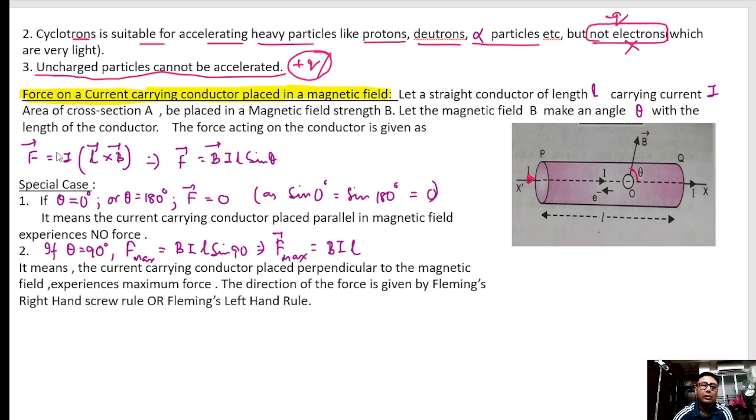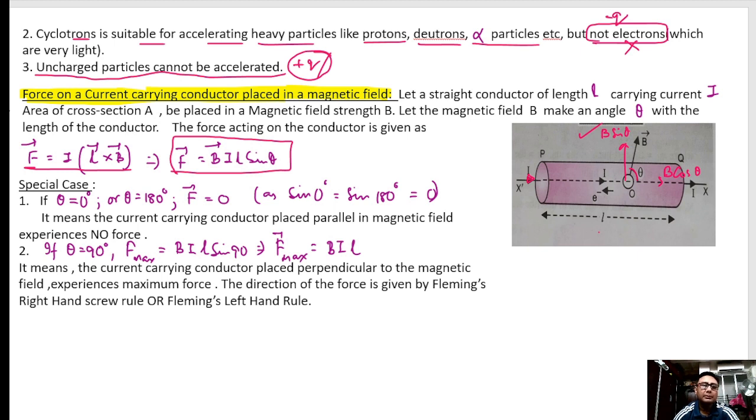So what is the force acting on the conductor? F is given by I L cross B, which is B I L sine theta. Please watch here. The force due to the magnetic field will be B I L sine theta, because this is B cos theta and this is B sine theta. As I told you, the charge is moving like this, so this component of the magnetic field will provide for the force. F equals B I L sine theta. This is the value of the force due to the current flowing through the conductor in a magnetic field.